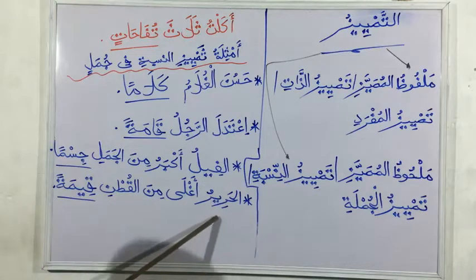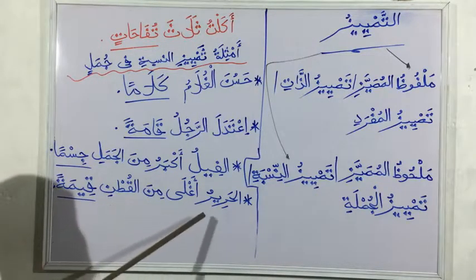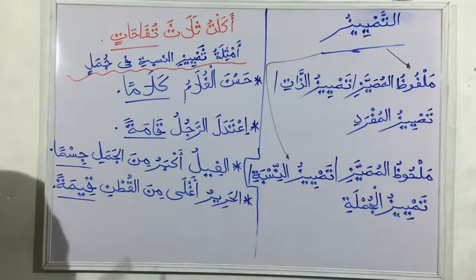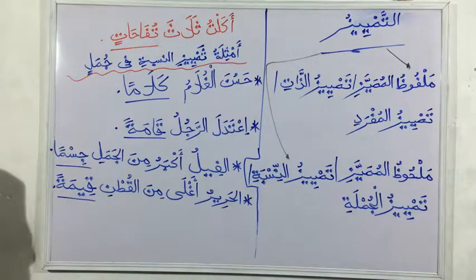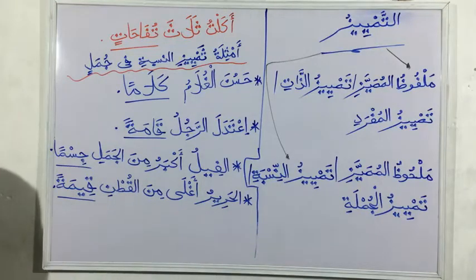Then lastly we have al-hariru aghla min al-qutni. Silk is more expensive than cotton. Okay, yes, but expensive in the sense of what? Qimatan, in value, or is it more costly? It's more costly in what? In value. Silk is more costly in value than cotton.